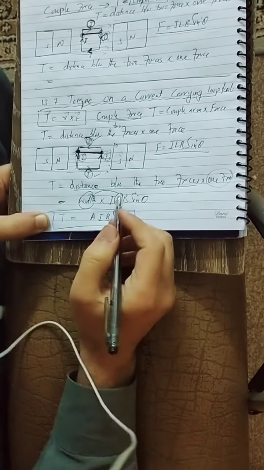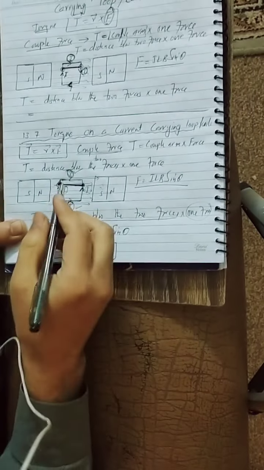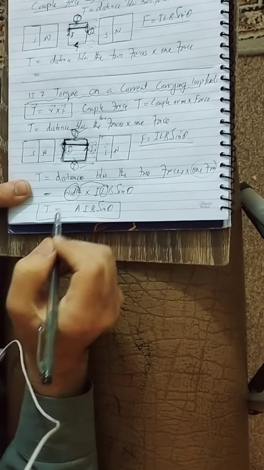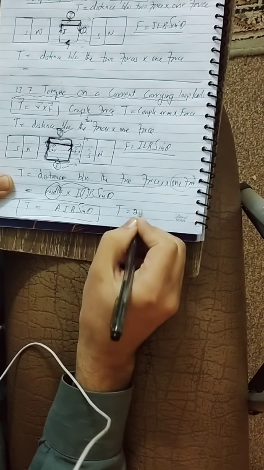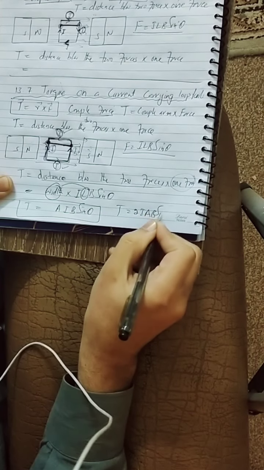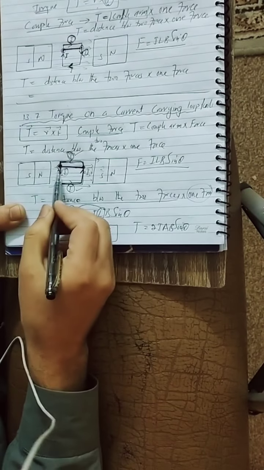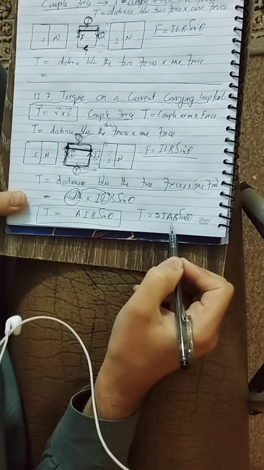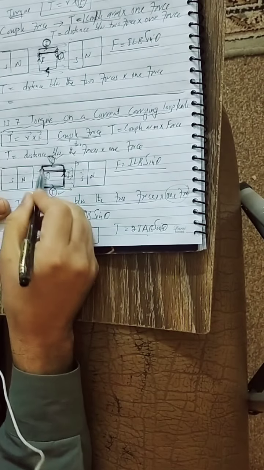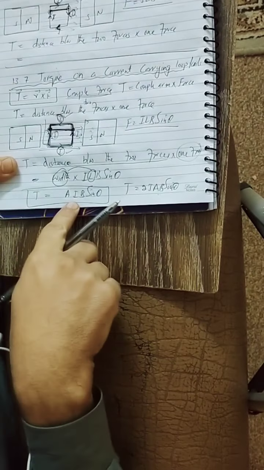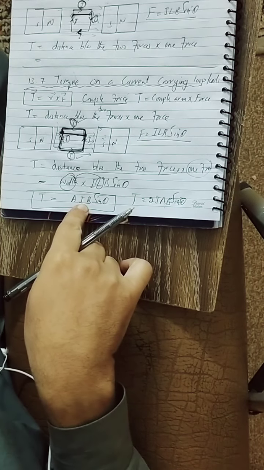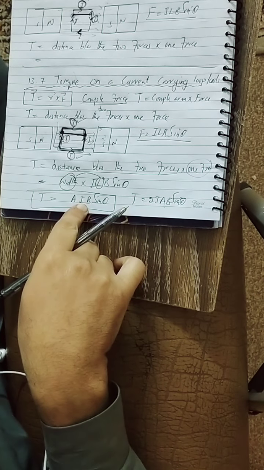So now look, this is the torque on a single coil. If there are two turns, there are two coils, and the torque will be 2 IAB sine theta. It means the magnetic force will be acting on both the coils, so the torque produced is double its initial value. If there are 3 coils, the torque produced will be 3 IAB sine theta. If there are 4 coils, the torque produced will be 4 IAB sine theta.